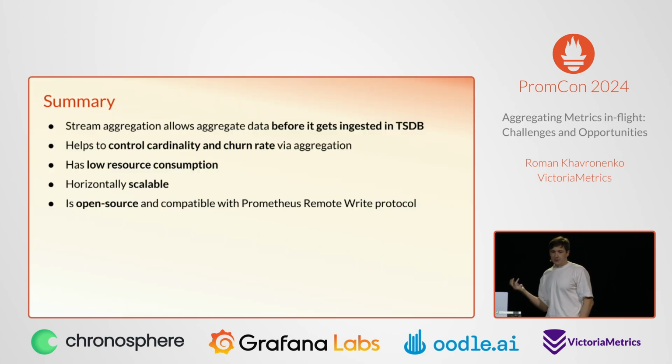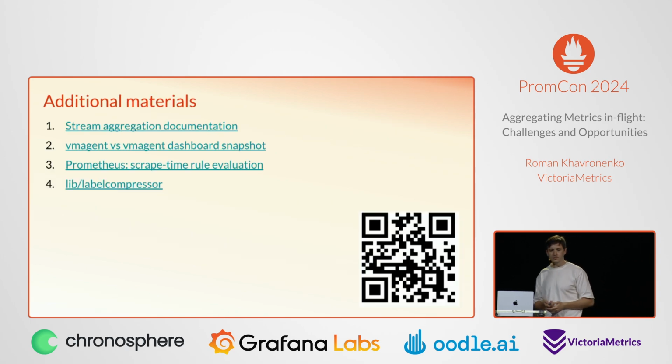Yeah, so a summary. Stream aggregation allows you to control the data flow before it gets into the time series database. It helps you to control the churn rate, which is the biggest abuser of modern time series databases, from my experience. It has low resource consumption compared to other solutions. It helps you to scale horizontally, and it's open source. You can use it together with Prometheus or with any other tool which supports the Prometheus remote write protocol.